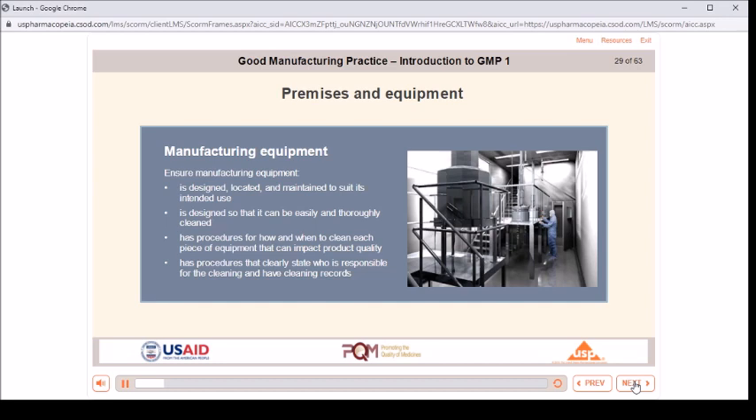Premises and equipment. Manufacturing equipment. Ensure manufacturing equipment is designed, located, and maintained to suit its intended use. Is designed so that it can be easily and thoroughly cleaned. Has procedures for how and when to clean each piece of equipment that can impact product quality. Has procedures that clearly state who is responsible for the cleaning and have cleaning records.